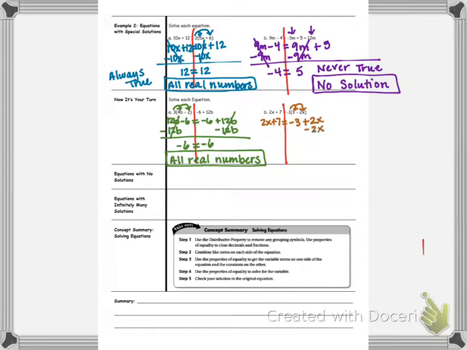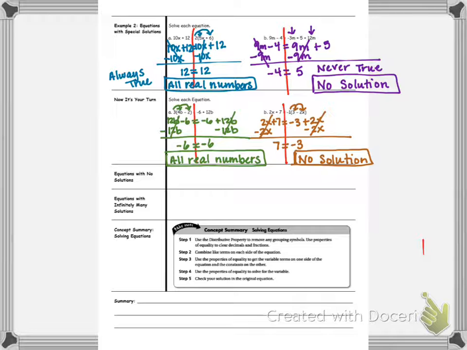So I'm going to do my inverse operation so I can get all my variables on one side. That cancels out to 0, and this cancels out to 0. So I'm left with positive 7 on the left and negative 3 on the right. 7 equals negative 3. Is that a true statement? No, it is not. So the answer is no solution. That is something that is never true. 7 is never the same as negative 3. So that is no solution.